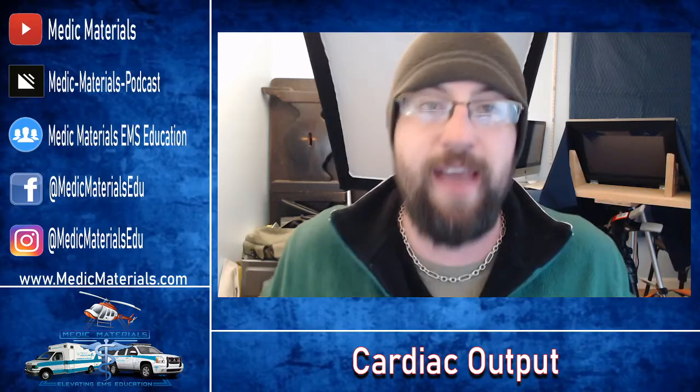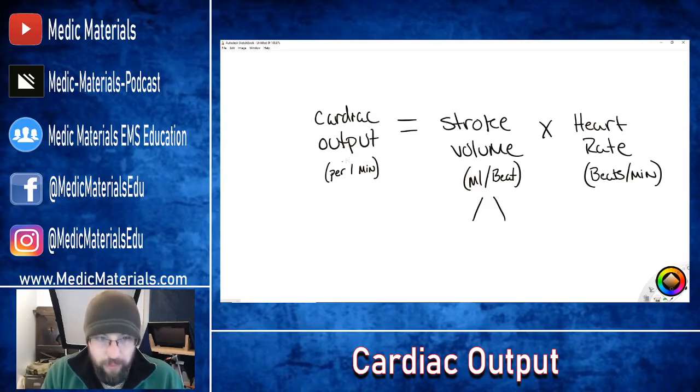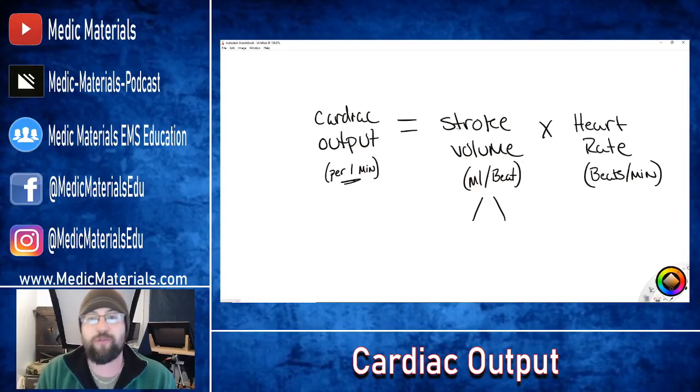Okay? So now let's break down the actual formula for cardiac output. Cardiac output is what we want per 1 minute. So cardiac output is equal to stroke volume, which is measured in milliliters per single beat, multiplied by the heart rate, which we measure as beats per minute.